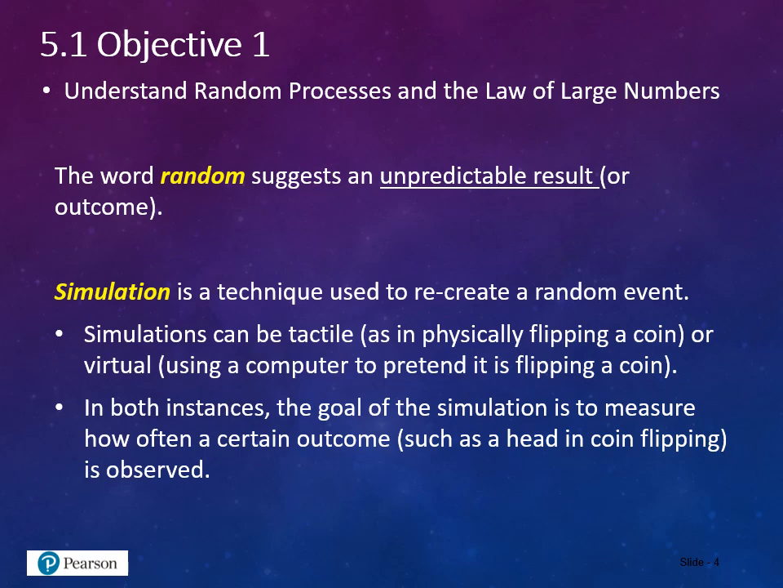Simulation is a technique used to recreate a random event. Simulations can be tactile, as in physically or actually flipping a coin and recording the result, or virtual, using a computer to pretend it's flipping a coin. In both instances, the goal of the simulation is to measure how often a certain outcome, such as a head in coin flipping, is observed.